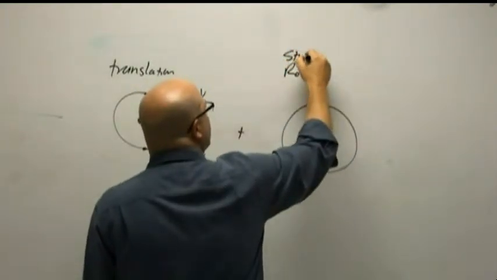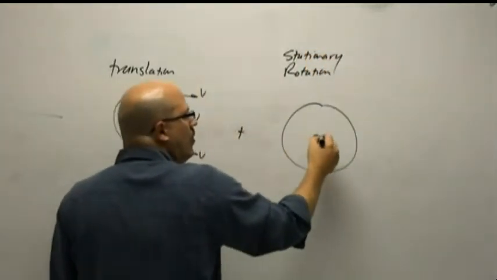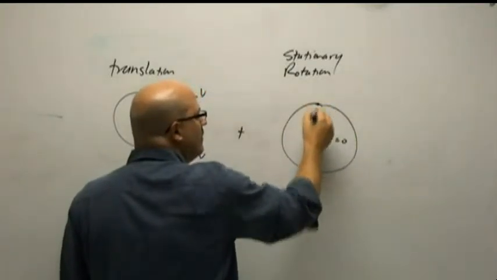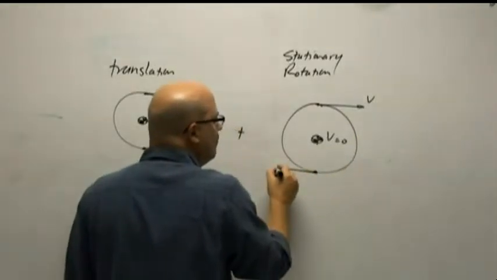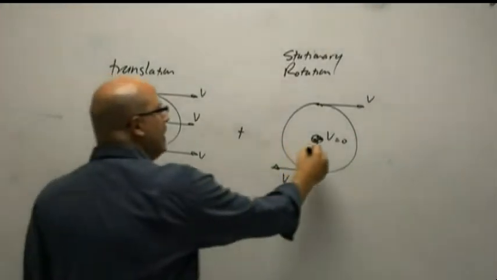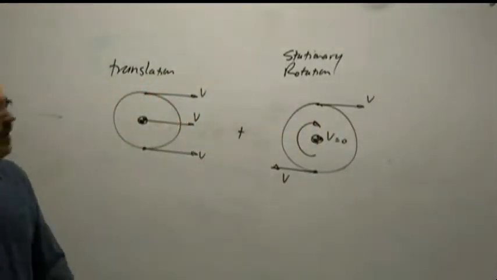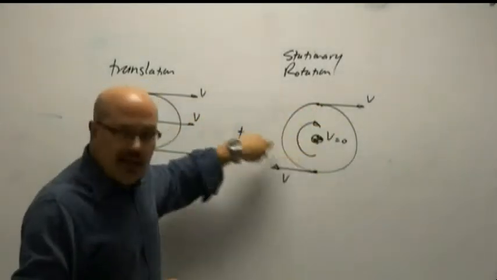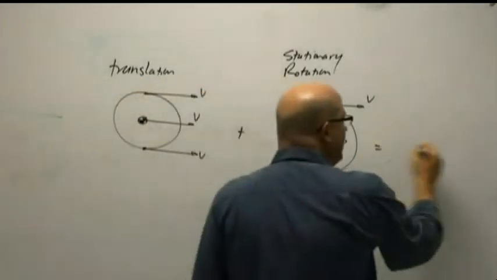Stationary rotation, where the velocity of the center is 0. The velocity of this point is this way at V, and the velocity of this point is this way at V. So it's rotating this way, right? So if I add those two motions together, straight translation to the right, and clockwise rotation, then what I get is this motion.